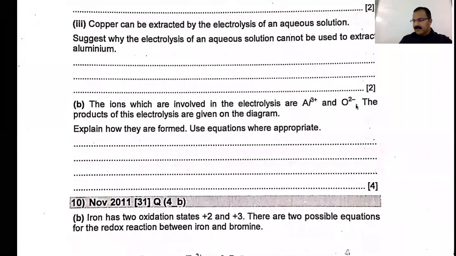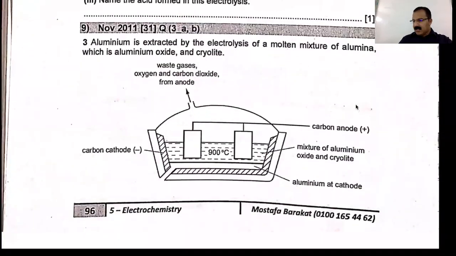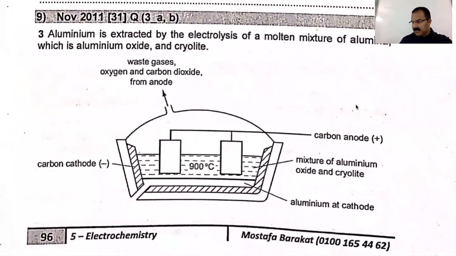The ions involved in the electrolysis are aluminum and oxide ions. Products of this electrolysis are given on the diagram. Explain how they are formed. Use equations where appropriate. 4 marks. So we have to write equations. What are the products? Products you need to write.